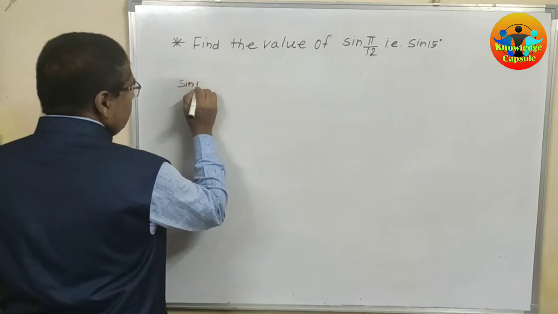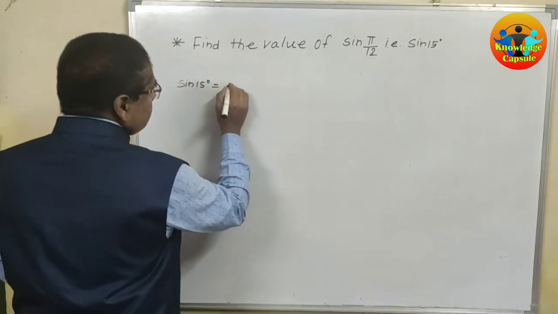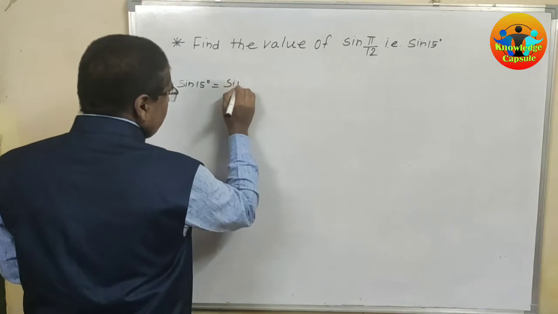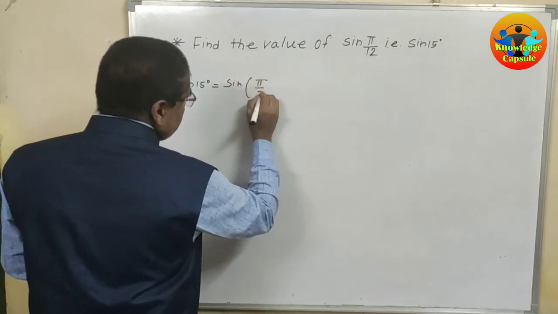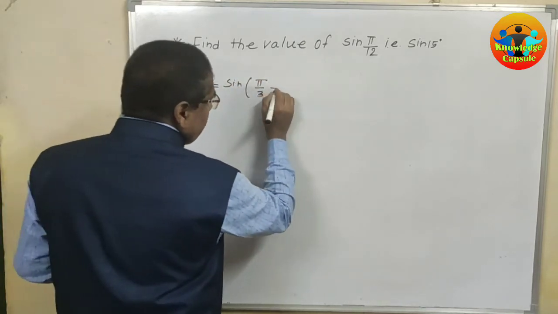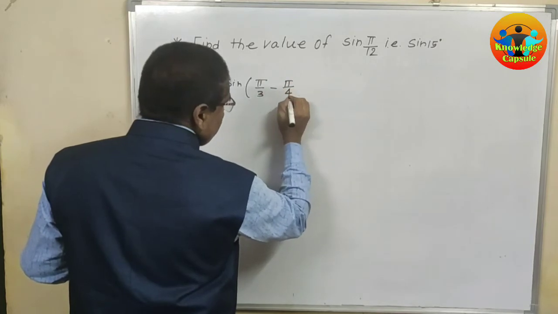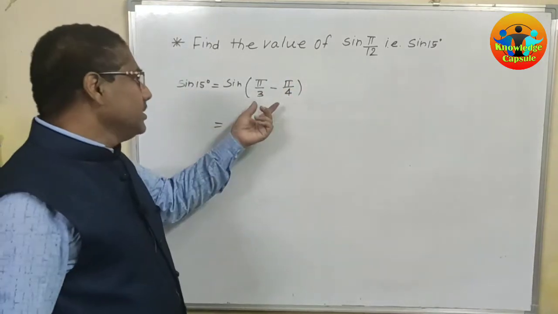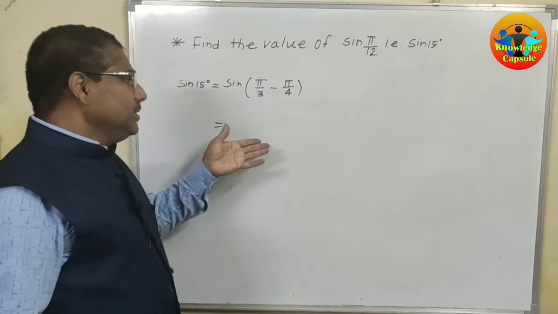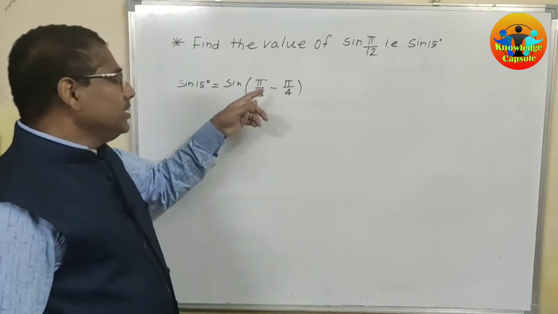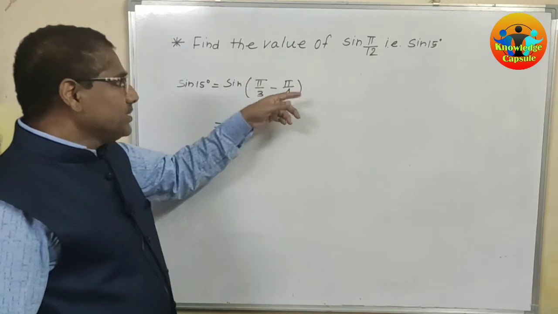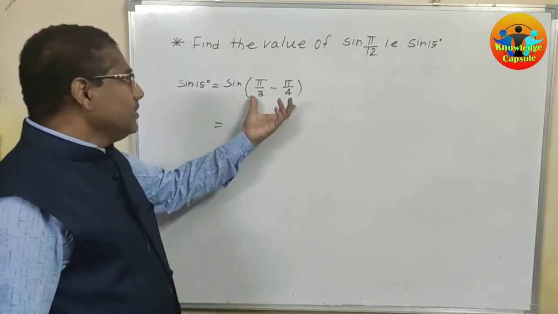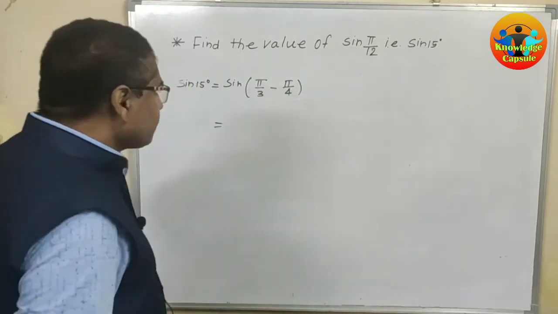Sin 15 degree can be written as sine of pi by 3, this is in radian, minus pi by 4. If you take LCM of 3 and 4, it will be 12. In the denominator we get 12 and in the numerator we get 4 pi minus 3 pi. Ultimately this value will be pi by 12 only.